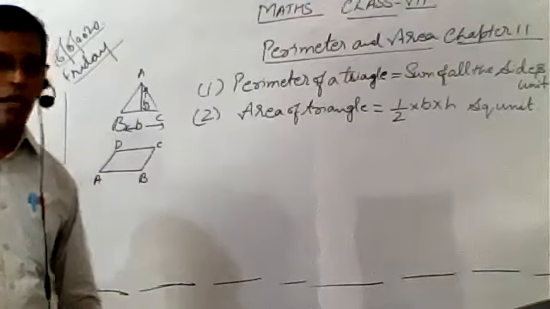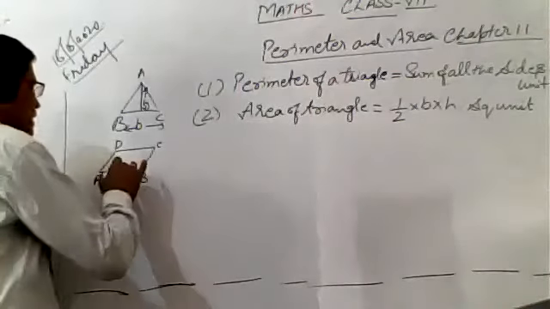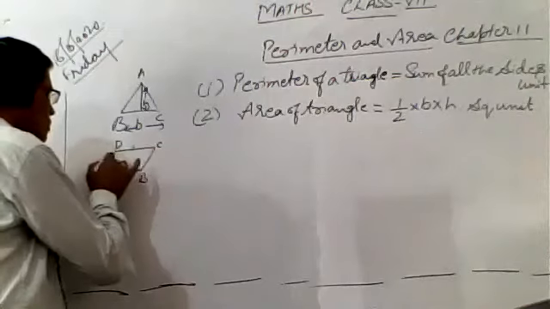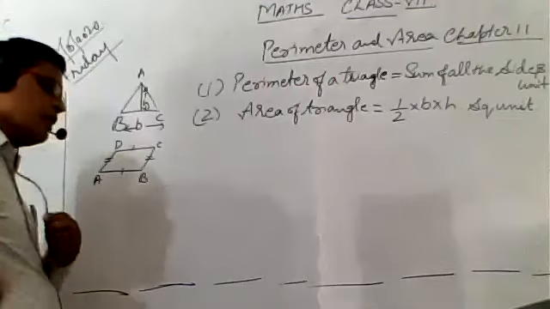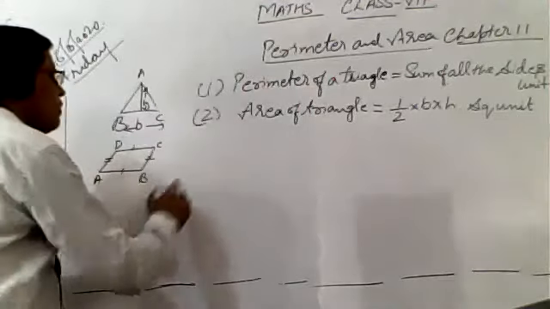They are called parallel. And opposite sides are parallel. Then this side and this side are equal. Both are equal and parallel. They are called parallelogram. Now we find the perimeter of a parallelogram.